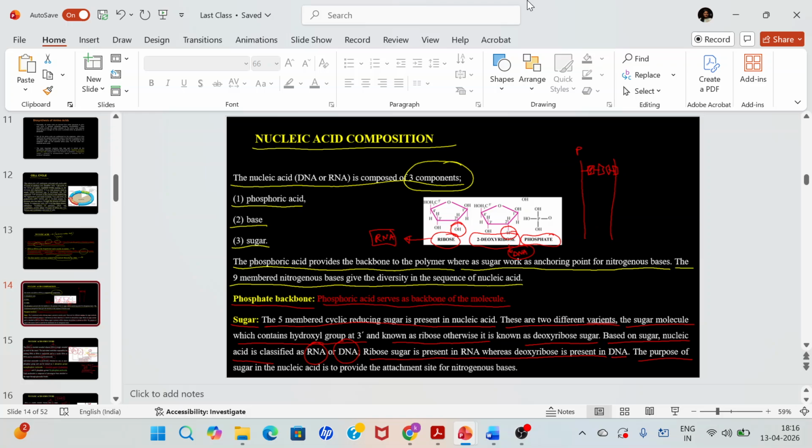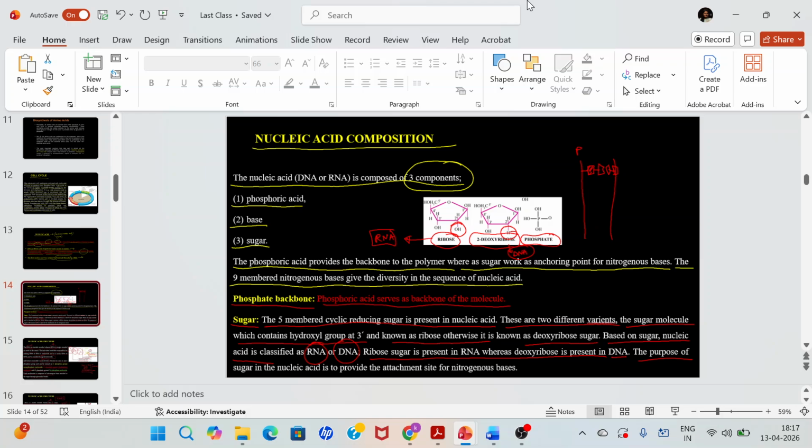Now, the phosphoric acid provides the backbone to the polymer, whereas sugar works as an anchoring point for the nitrogenous bases, which actually contain the information. Okay, so the nitrogenous bases give the diversity in the sequence of the nucleic acids. The phosphate backbone or phosphoric acid serves as the backbone of the molecule. Sorry, the sugar molecule is a 5-membered ring, the ribose sugar.